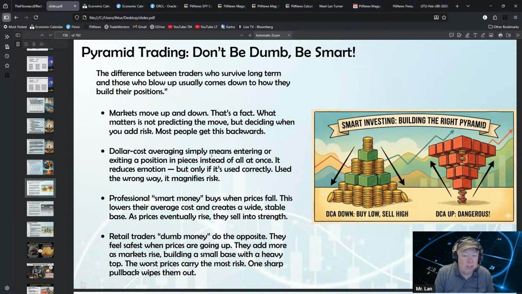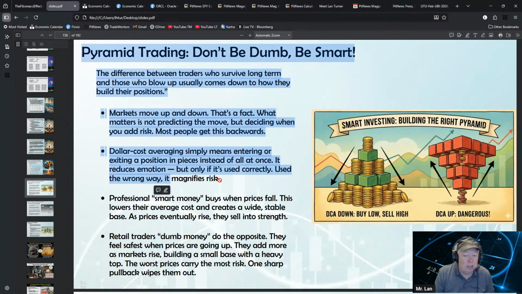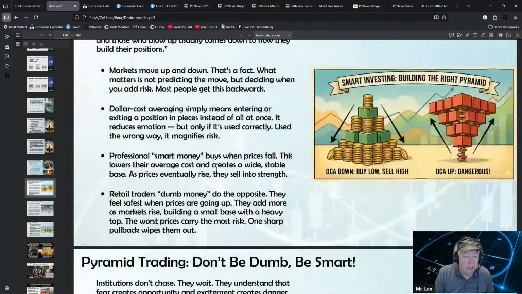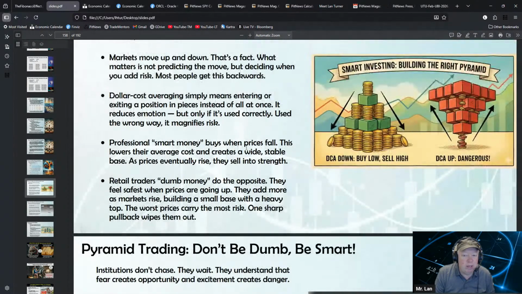Dollar cost averaging simply means entering or exiting a position in pieces instead of all at once. It reduces emotion, but only if it's used correctly. Used the wrong way, it magnifies risk. All right, so we don't want to magnify risk. Professional smart money buys when prices fall. This lowers their average cost and creates a wide, stable base. As prices eventually rise, they sell into strength. Buy low, sell high. Simple concept, simple process, hard to do.